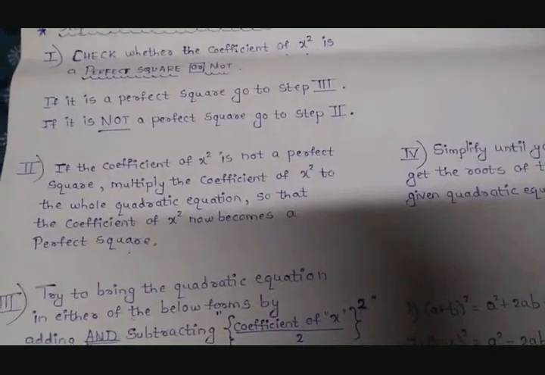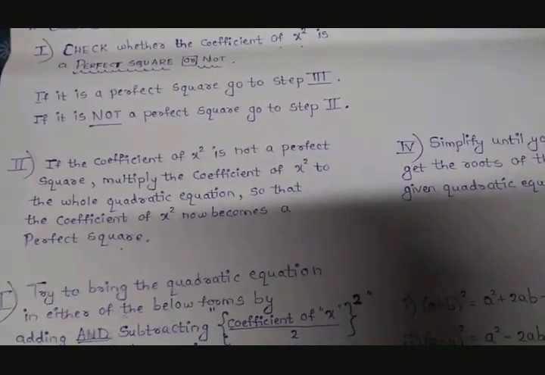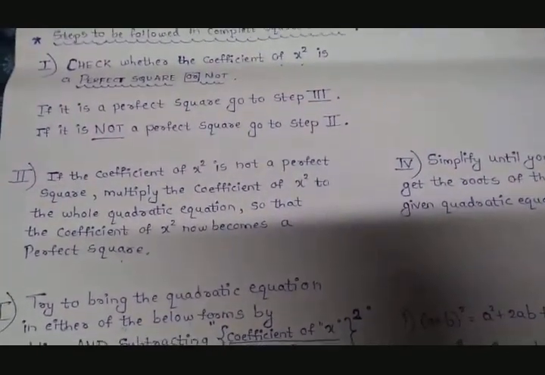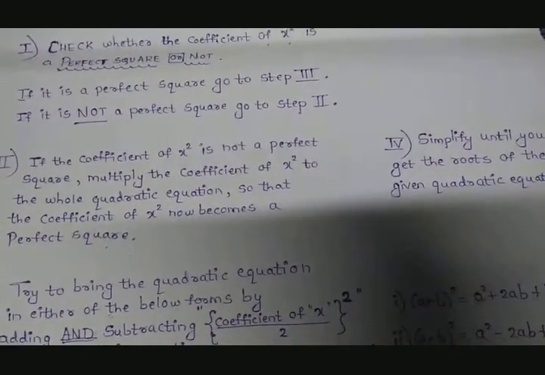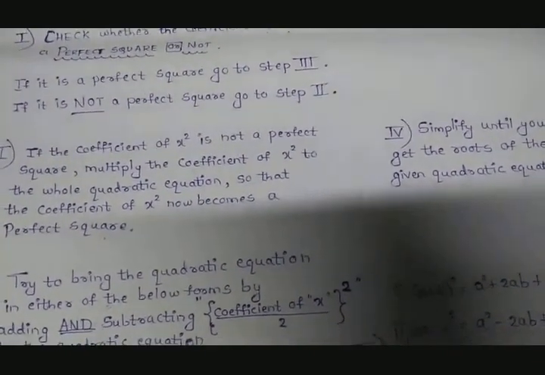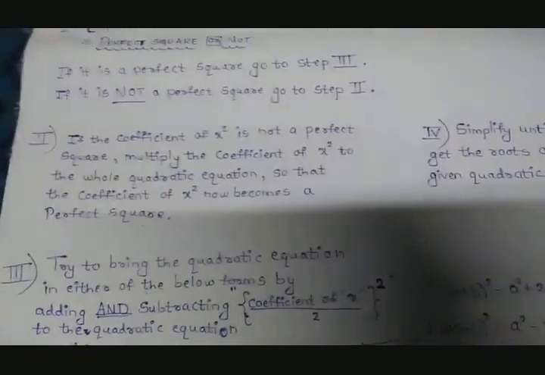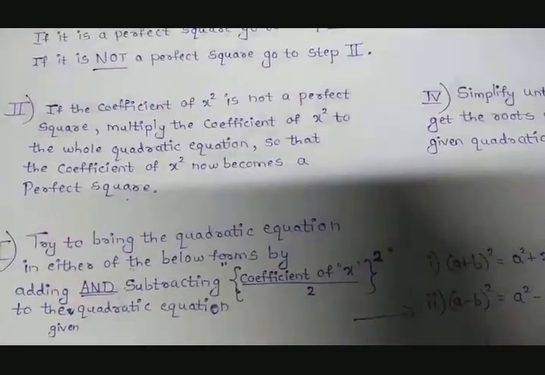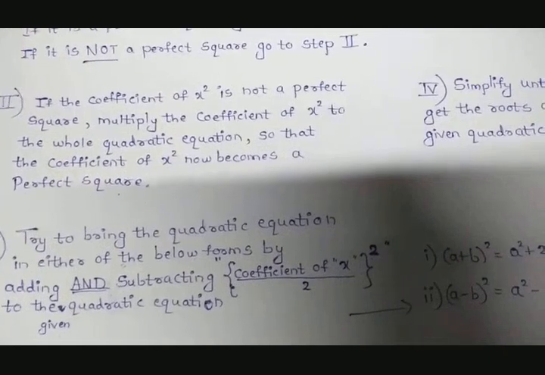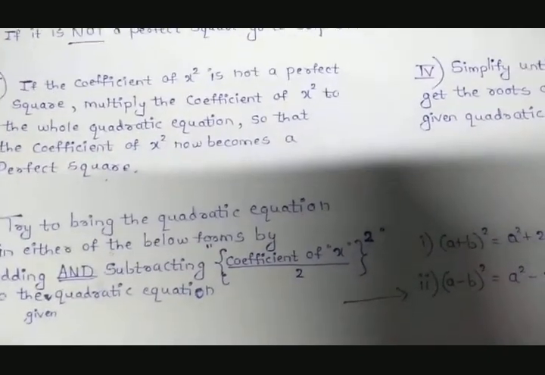So the first step is you have to check whether the coefficient of x square is a perfect square or not. And if it is a perfect square, then you have to go to step 3. And if it is not a perfect square, you have to make it a perfect square by multiplying the coefficient of x square to the whole quadratic equation, so that the coefficient of x square becomes a perfect square.